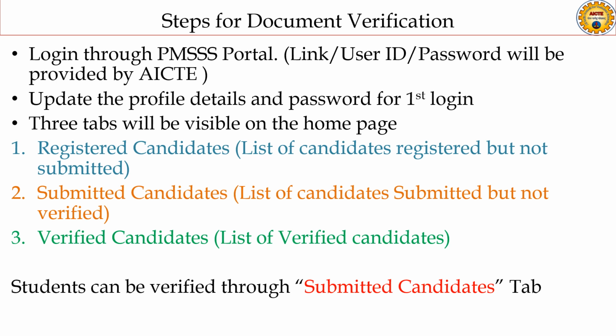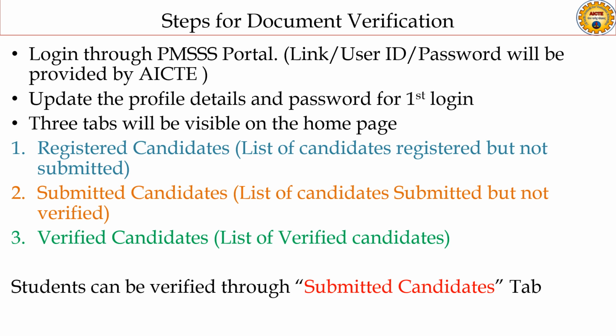Steps to be followed by the facilitation center for document verification. The facilitation center has to log in through PMSSS portal, the link, user ID and password of which will be provided by AICTE. Update the profile details and password for first login. In the login, 3 tabs will be visible on the home page.